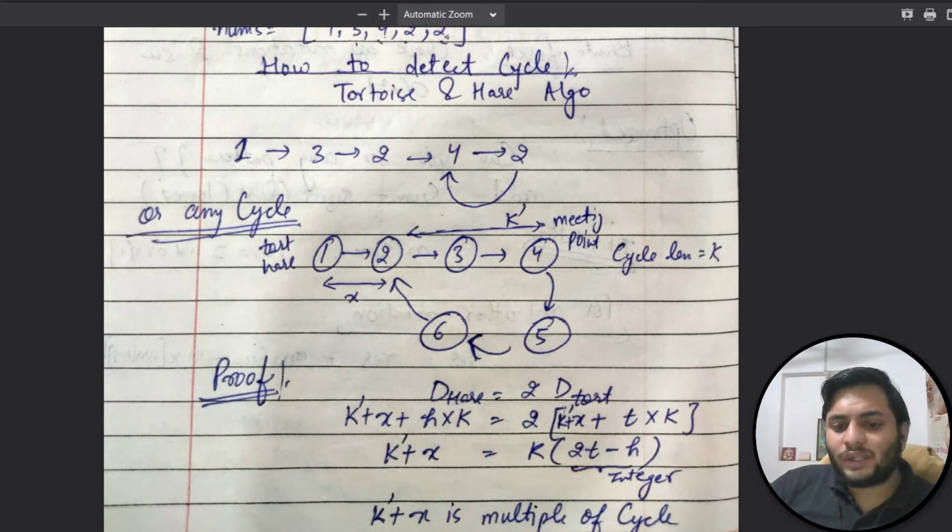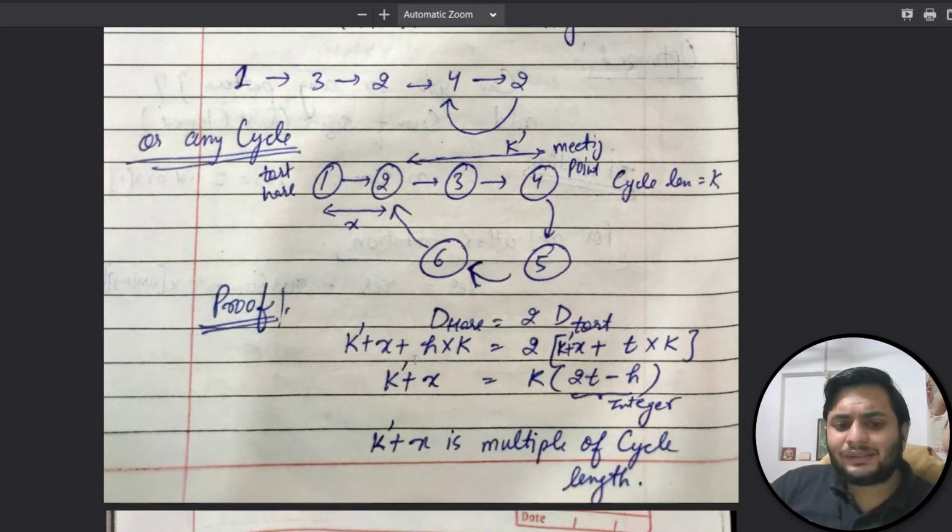And for the tortoise, the distance is x plus k dash, and we also don't know how many cycles the tortoise will cover in this, so I'm assuming it as t, and the cycle length is k. So makes sense, normal mathematics. Twice of k dash plus x, and one k dash plus x got cancelled.